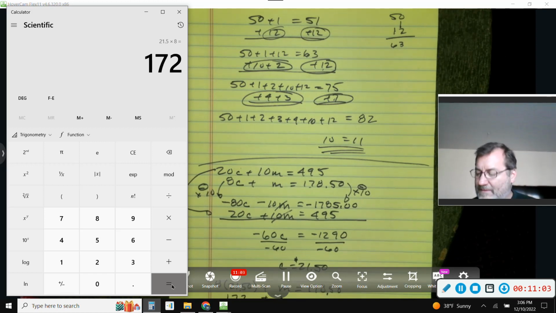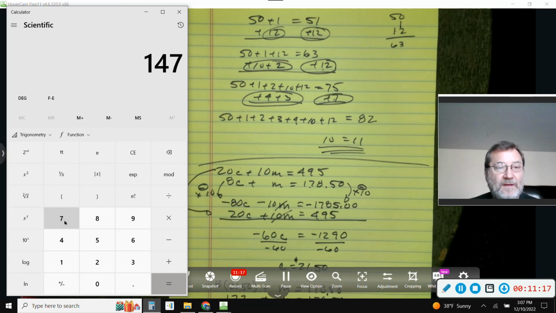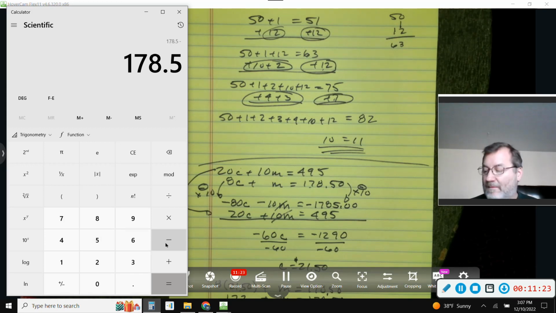172 plus m equals 178.50. Now remember, I'm just solving for m at this point. So I subtract 172 from both sides. m equals 178.5 minus 172, 6.5. All right, so there's the two variables that I just solved for.